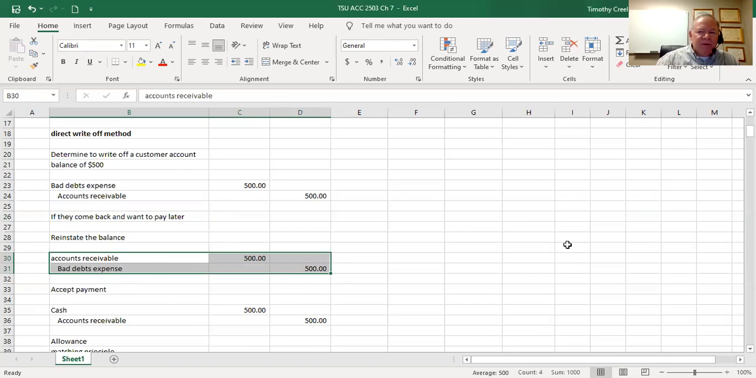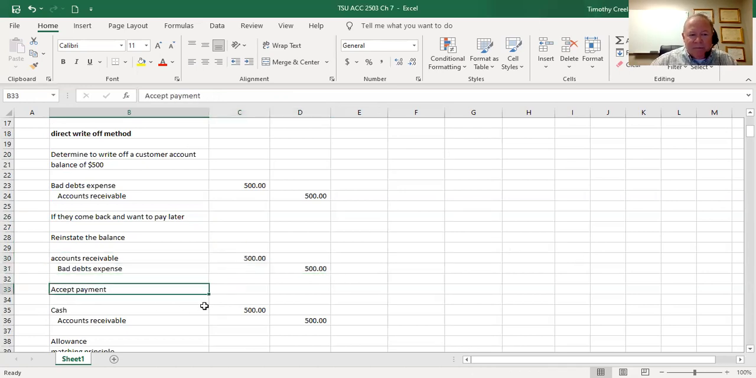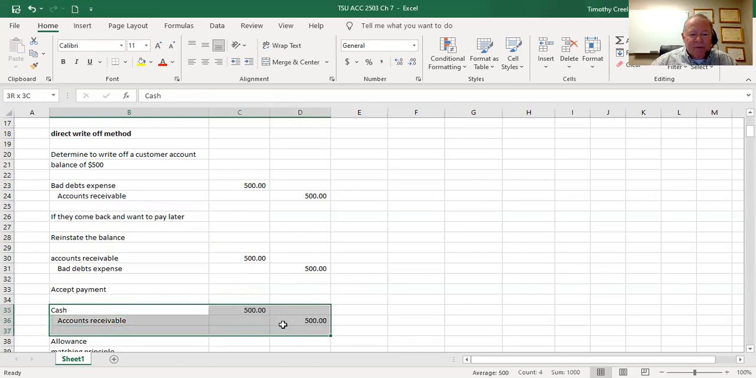You would debit accounts receivable. You would credit bad debts expense. You're basically reversing what you did to write it off. And then you would accept payment. So this would be just like any other payment. If the customer had made the payment initially, you would debit cash and you would credit accounts receivable for the amount of the payoff, for the amount of the payment.